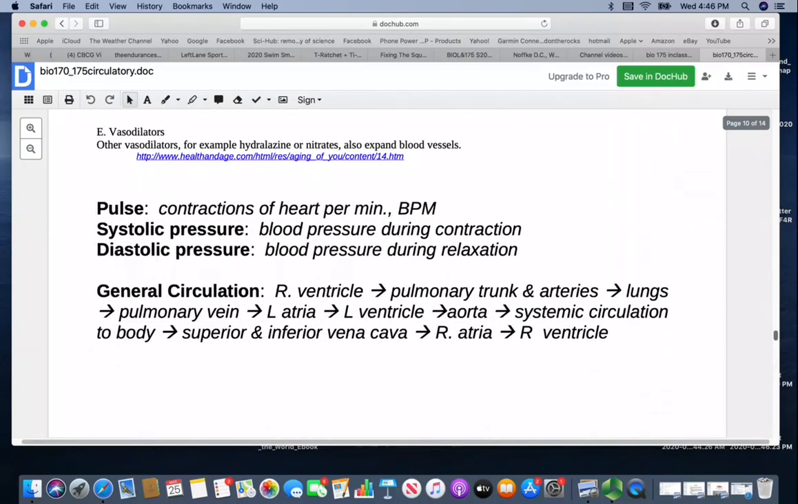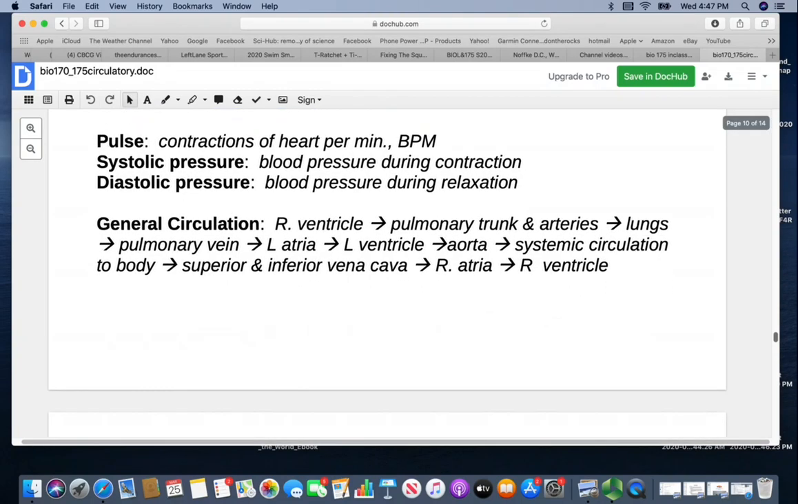So the pulse is going to refer to the number of contractions of the heart per minute. We refer to it as beats per minute. When we talk about systolic and diastolic pressure, the systolic pressure is the pressure during contraction of the heart, while the diastolic pressure is while the heart is relaxing and the blood is just coasting.